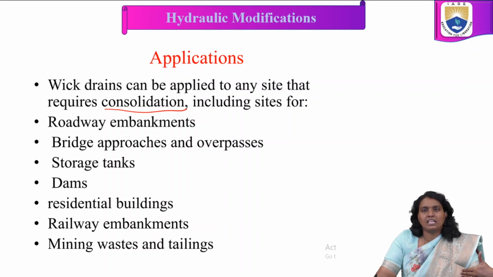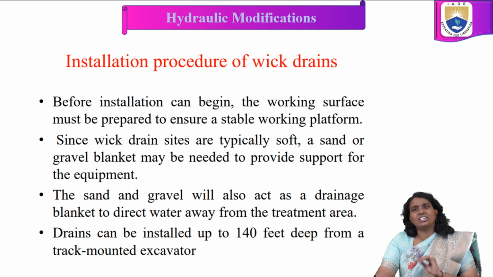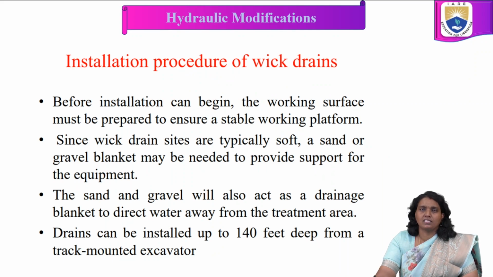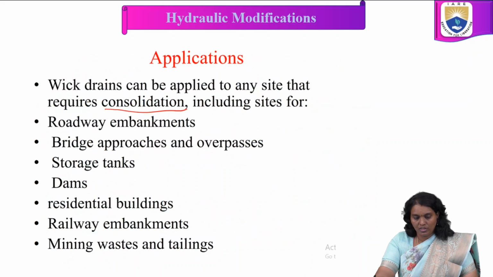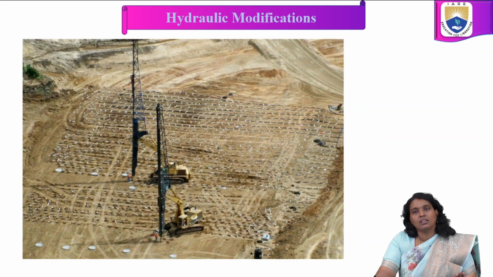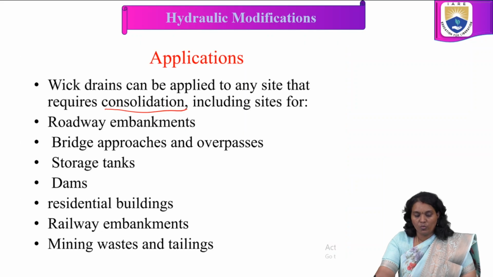So these are the major applications for which we apply consolidation, and mostly whenever consolidation is required, we use these kinds of wing drains. Coming to the installation procedure of the wing drains: before installation can begin, the working surface must be prepared to ensure a stable working platform. We are going to consider one stable platform for the wing drains.